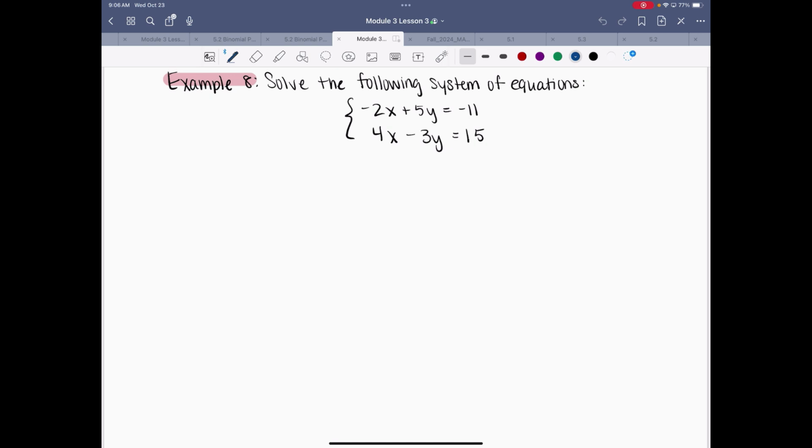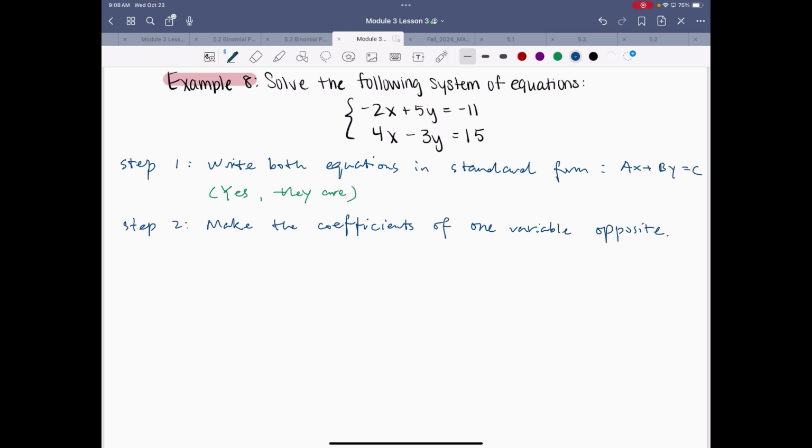Let's apply the elimination method to example 8. We're given the following system of equations: -2x + 5y = -11 and 4x - 3y = 15. Step 1. Both equations are already in standard form, so we can skip this step. The standard form is ax + by = c, and both equations match this format.